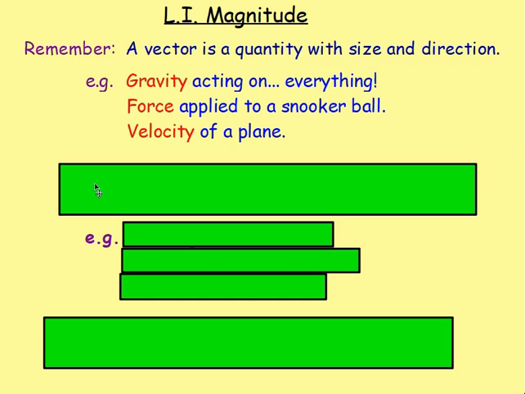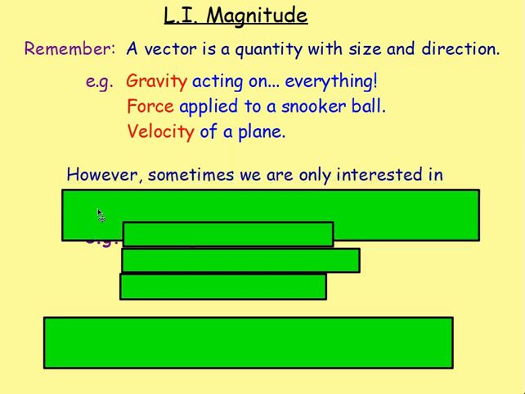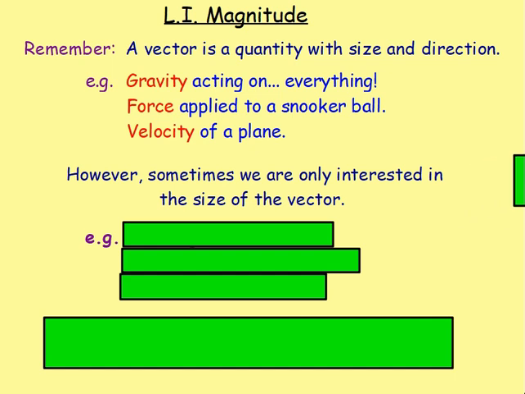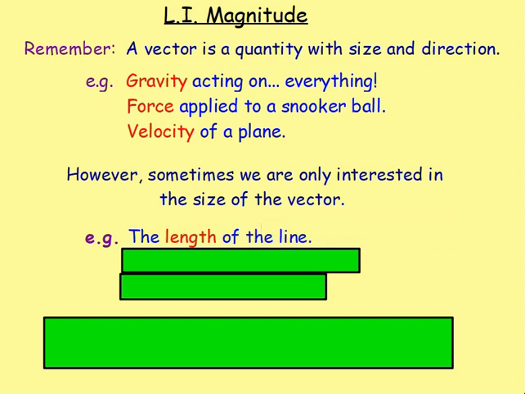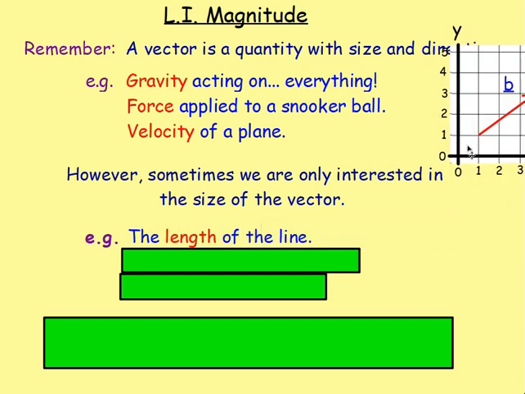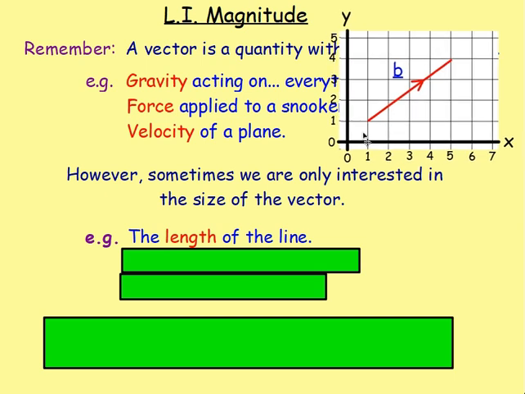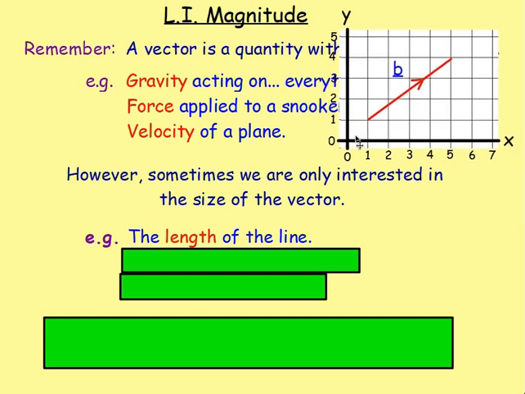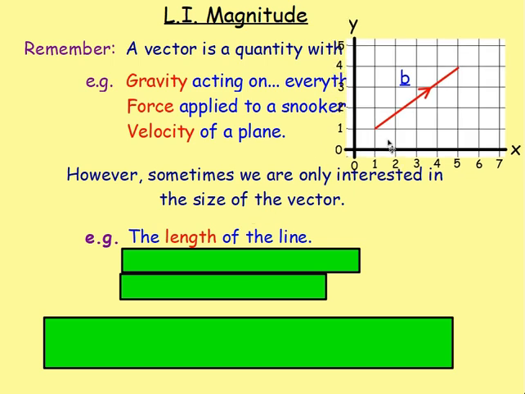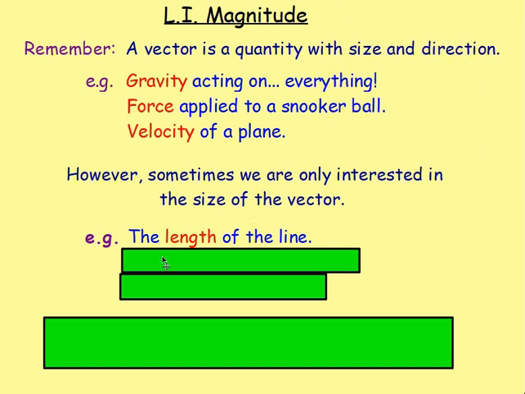degrees. However, we are not always interested in the direction. Sometimes we may just want the size or the strength of the vector. For example, we just may want the length of the line. The direction may not interest us at all. With this vector here, we've been drawing vectors out a few lessons ago, and we can see it looks something like this. However, as I said, we may not be interested in the direction. We may just want the size of it, or in other words, the length of the line in this case.